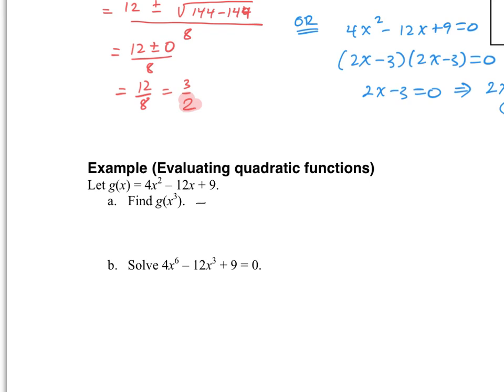For example, this is what we did in last class. So therefore, g of x cubed is the same thing as 4 times x cubed squared minus 12 times x cubed plus 9, which is equal to 4x to the 6 minus 12x cubed plus 9, which is exactly this equation.